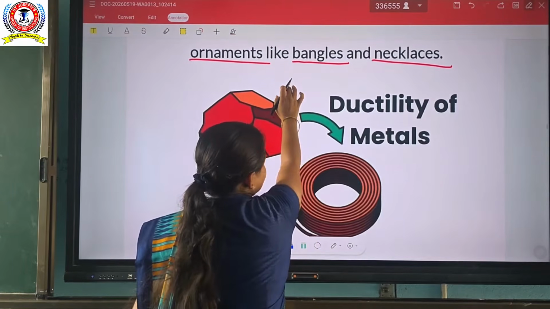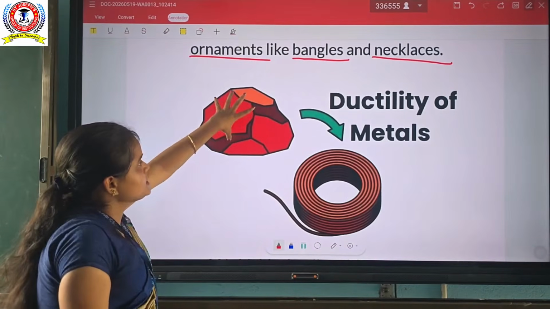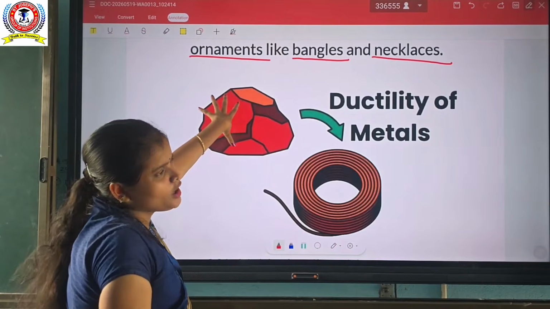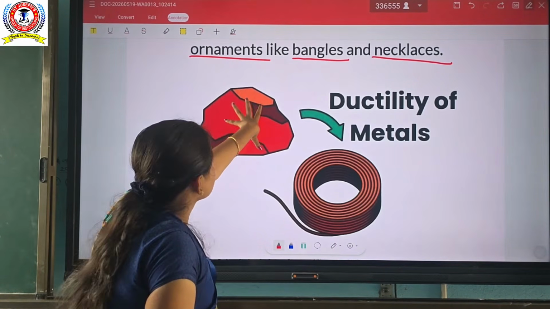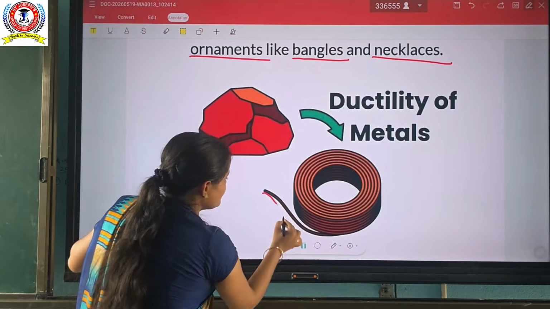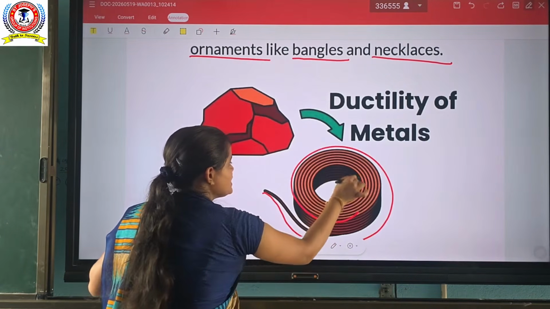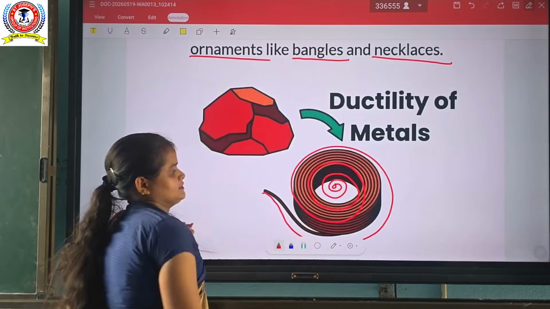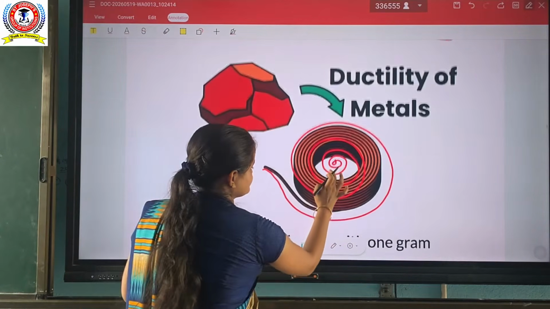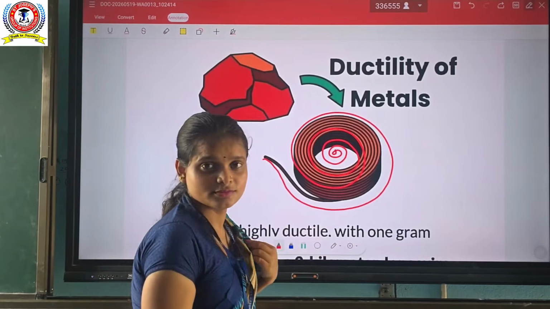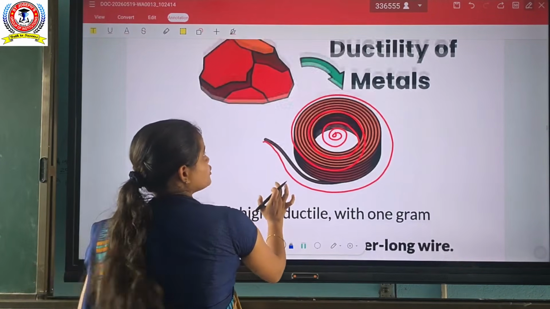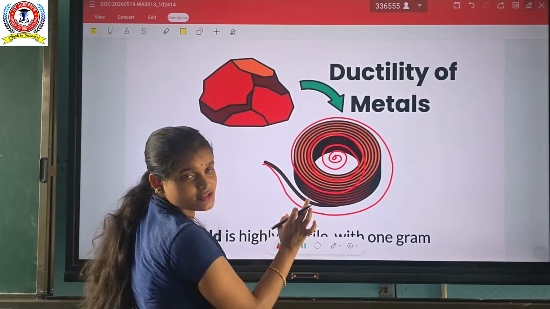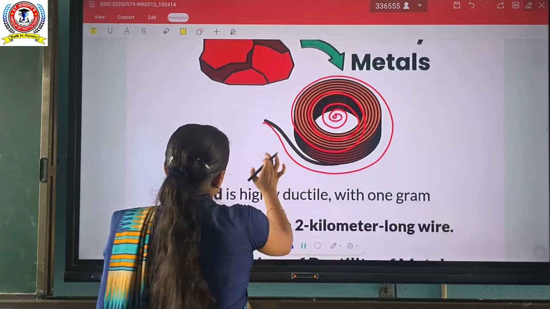Let's show the picture here. This is any metal like copper, aluminium, or gold that has ductility characteristics and is made into what? Thin wire. Yes or no? There are many more exceptions. So now I hope you are clear about it. Let's go to the next page.